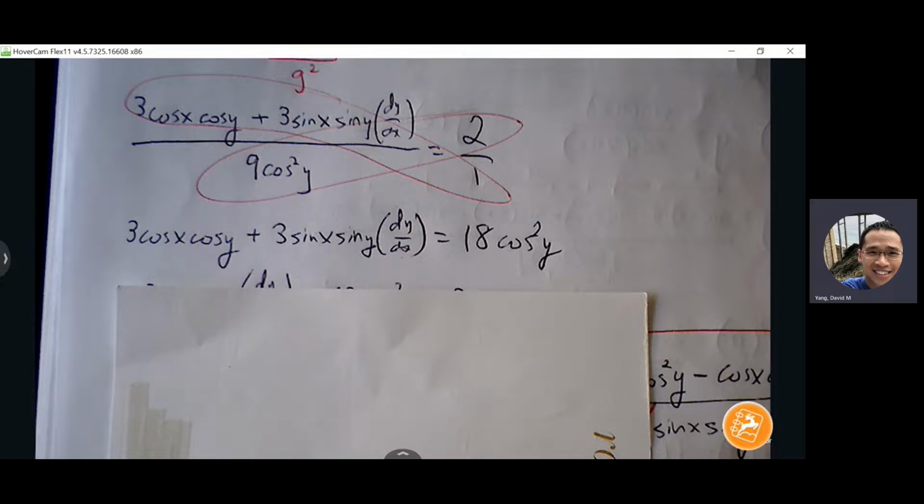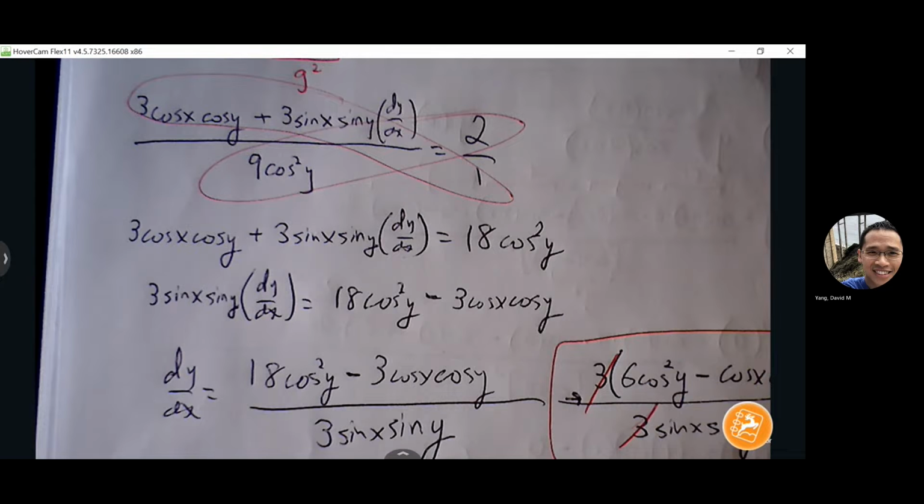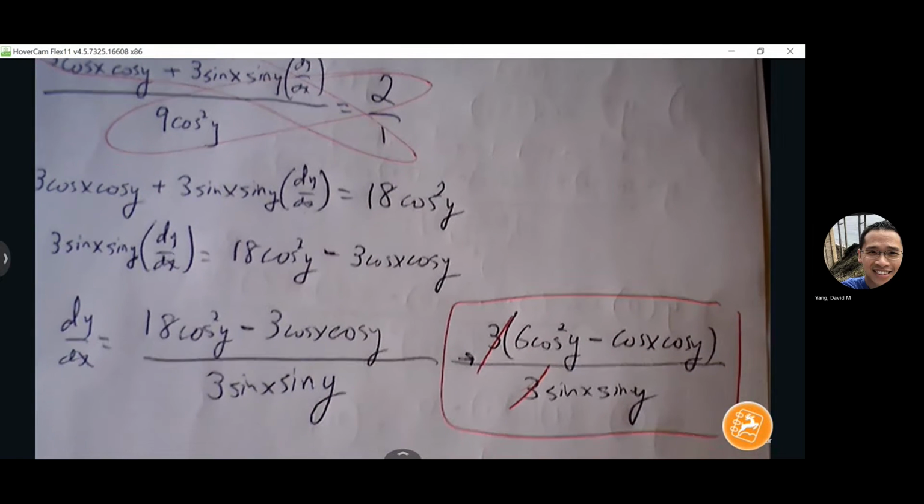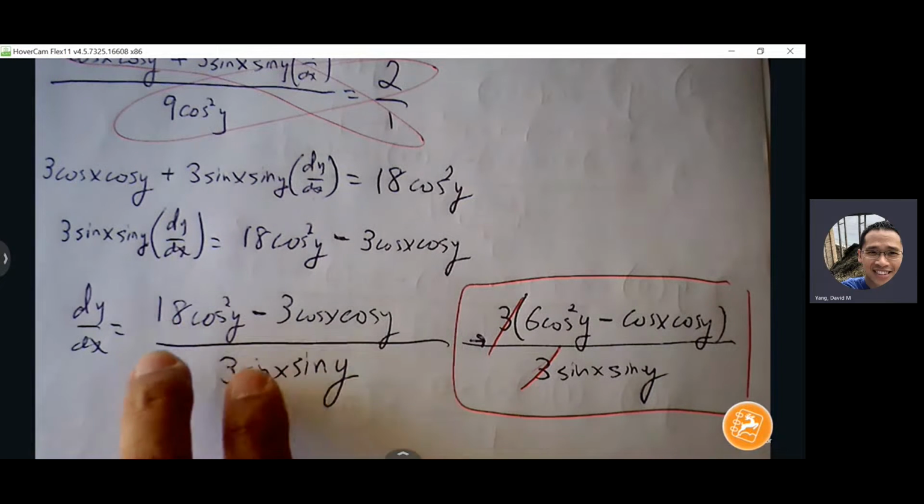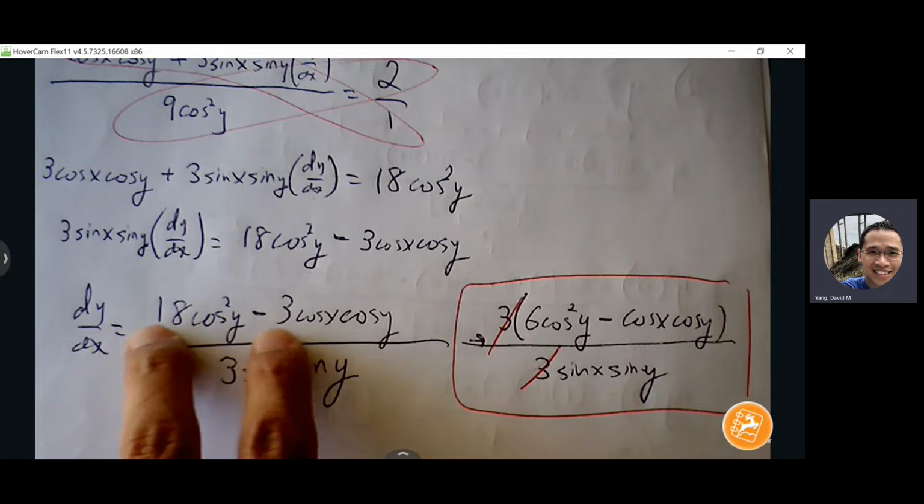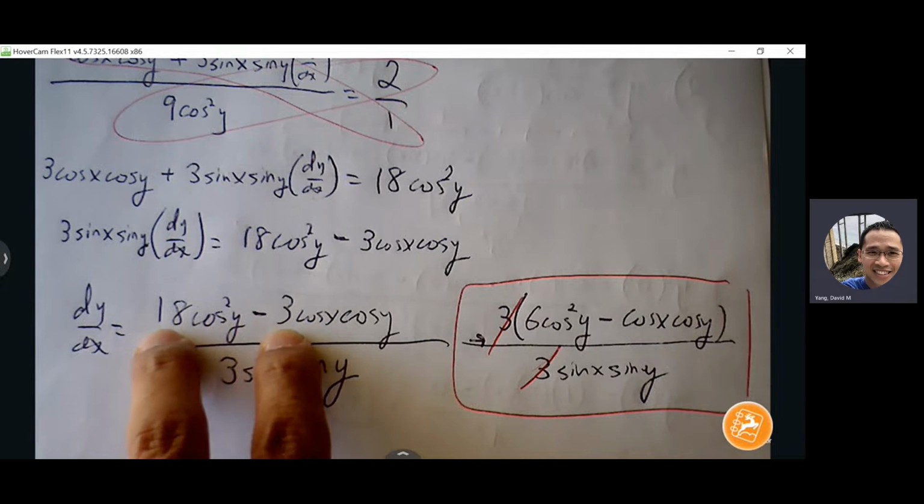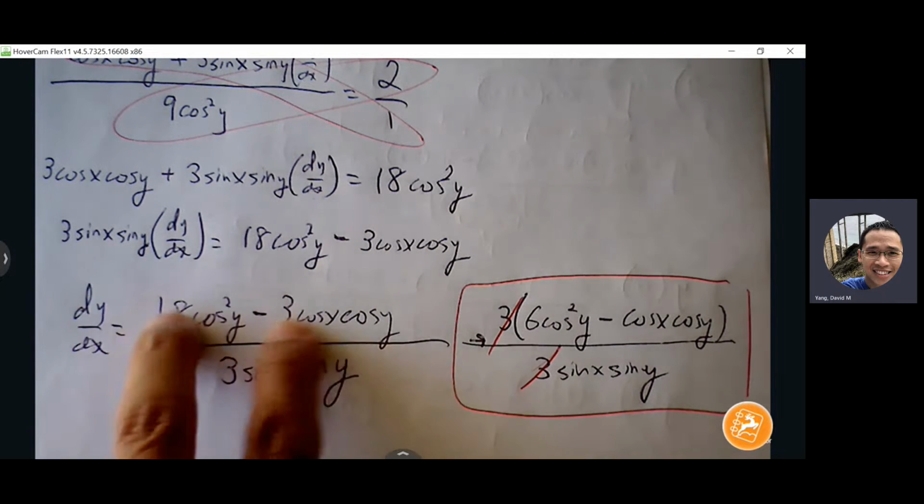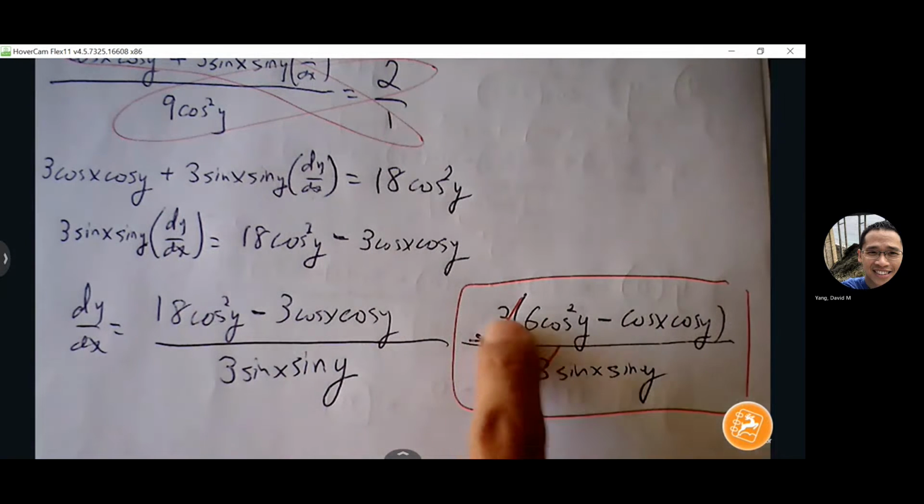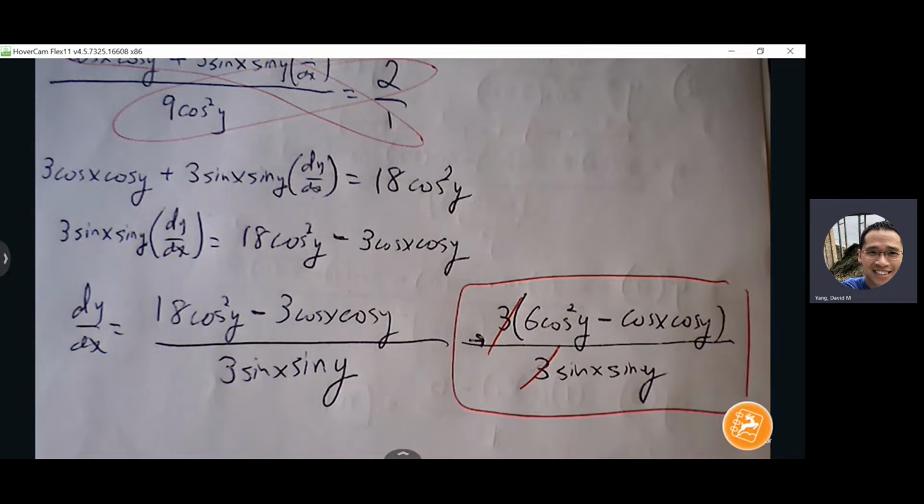Once I cross multiply, subtract the 3 cosine x cosine y to the right side. Then that 3 sine x sine y is by itself, divide that over. And we can go one step further, because the numerator has a 3 that I can factor out, and that 3 can match with the 3 below. So any GCF that I can take out, if there's only one term below, that means it's fair game. I can just match and cancel out with this.